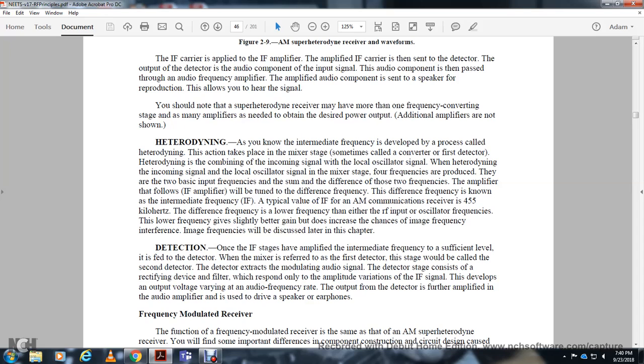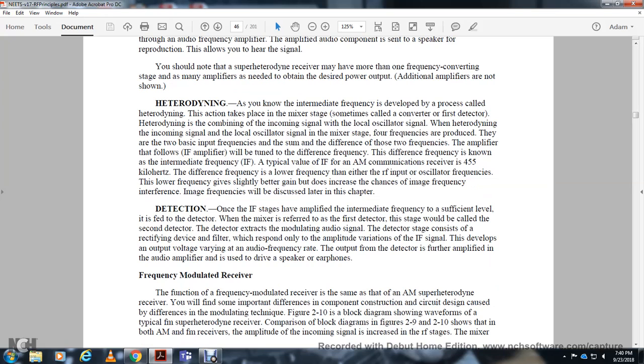The difference frequency is known as the intermediate frequency. A typical value of the intermediate frequency in amplitude modulation communication receivers is 455 kilohertz. The difference frequency is the lower frequency, either the radio frequency input or the oscillator frequency, the lower frequency giving slightly better gain, but it does not increase the chance of image frequency interference. We'll discuss that later in this chapter.